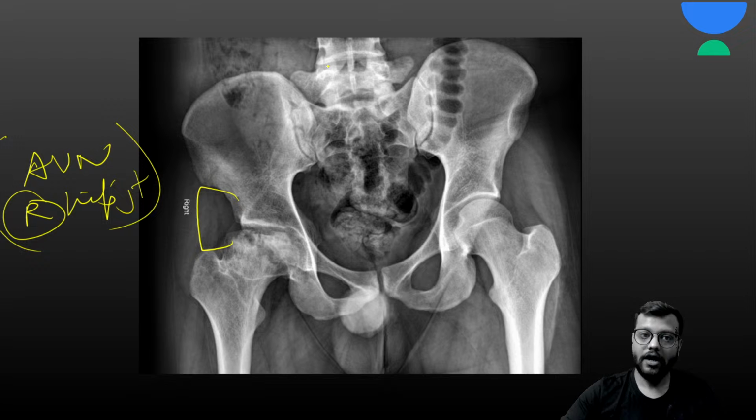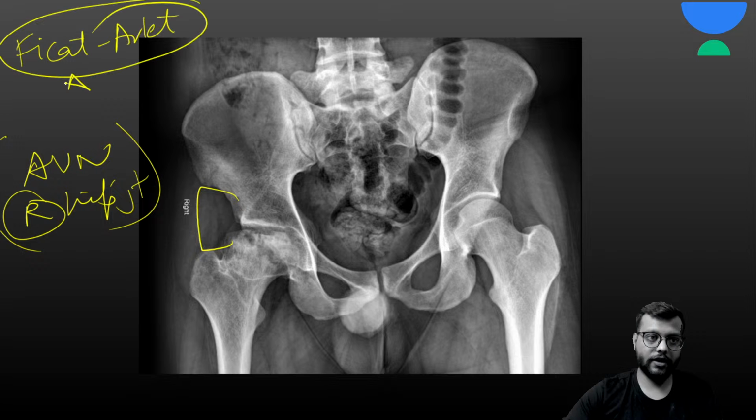So in AVN, what you need to remember is you have the Ficat and Arlet classification, very important, and also the modified Ficat and Arlet classification called as the Steinberg classification. Both are important. And it is divided into type 1, 2, 3 and 4. In type 4 there will be osteoarthritis involving the cartilage and the entire joint. In type 3 very importantly you will see the crescent sign.